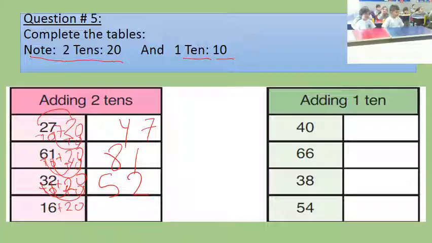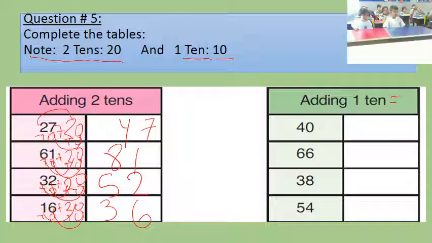16 also plus? 20. Good job. Tens? 1. Ones with the ones. 6 plus 0? 6. 1 plus 2? 3. 3. Now, good job, 36. Now the second table, adding 1, 10.